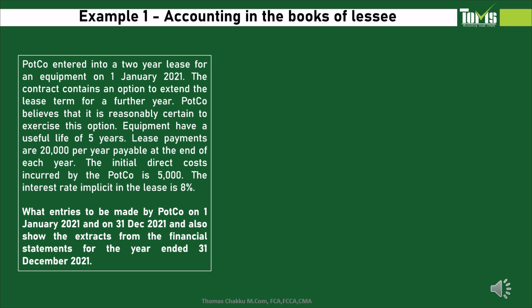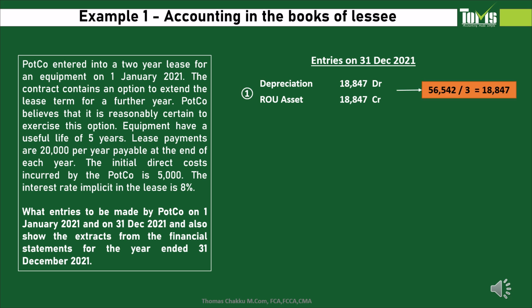Now, what entries are to be made at the end of the year? 3 entries are required. First, depreciation entry. We have to depreciate the ROU asset over the shorter of useful life and lease term. Useful life is 5 years and lease term is 3 years. So, we have to depreciate the asset over 3 years. Depreciation amount is $56,542 divided by 3, that is $18,847.